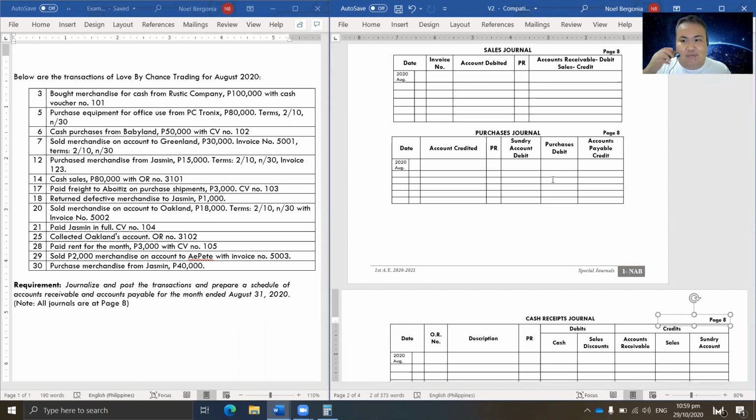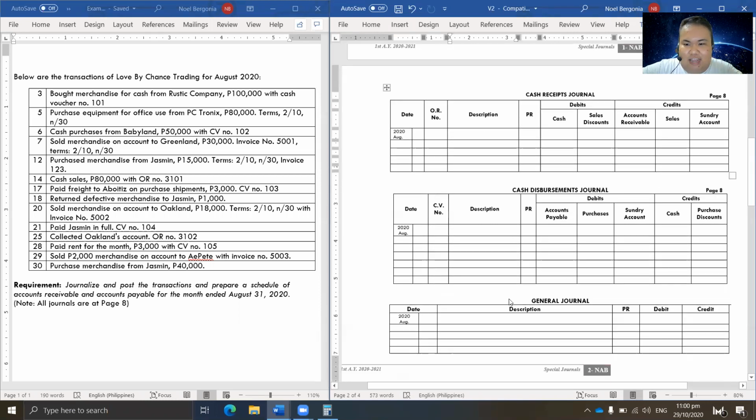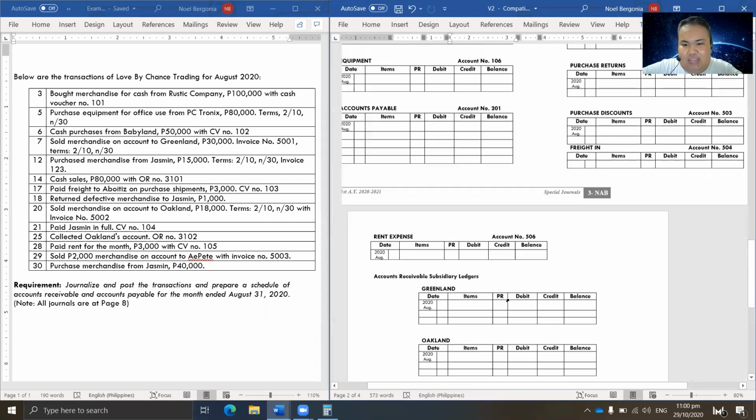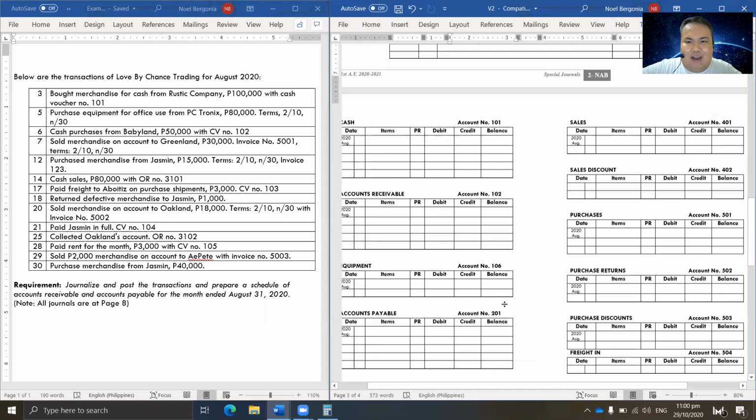For this particular video presentation, we will just give an example of how we are going to record on our special journals as well as subsidiary ledger. As you can see on our screen, we have here the transactions by Love by Chance Trading for August 2020. On the other side, we have the special journals, as we have discussed in our previous video, as well as our general journal and the subsidiary ledgers. So let's try to discuss how it will be recorded.